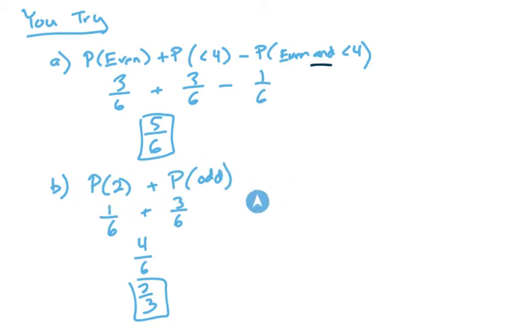And then the probability that it is 2 or odd. These are mutually exclusive. They can't happen at the same time. So the probability it's 2 plus the probability that it's odd is 4/6, which would reduce to 2/3.